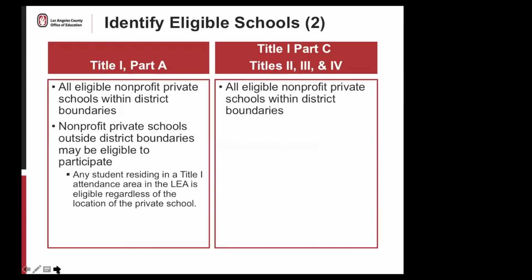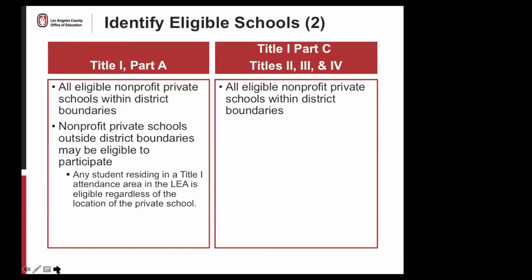So in terms of private school participation, the requirements for Title I Part A, as Bonnie mentioned, are different than that of the other programs. So they're different than the Title I Part C and Titles 2, 3, and 4. For Title I Part A, nonprofit private schools, both within and outside of the district's boundaries, may be eligible to participate because funding and services are based on the student's residence in a Title I school attendance area. For Title I Part C and Titles 2, 3, and 4, only nonprofit private schools within the district boundaries may participate.